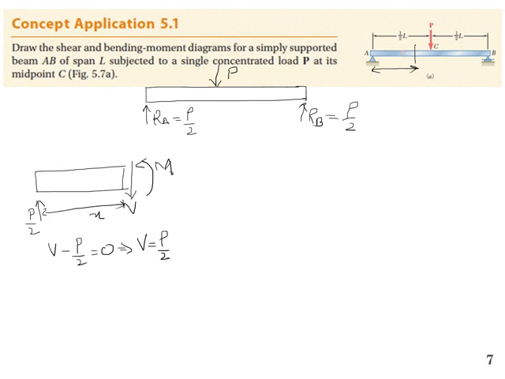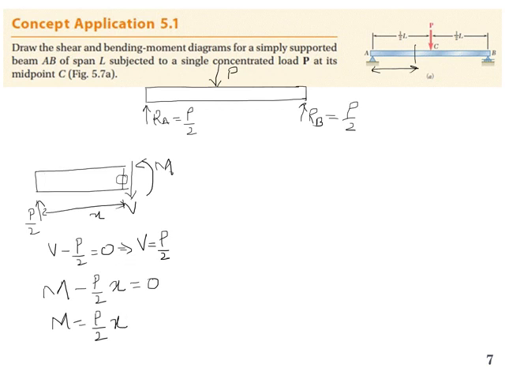Now, if I want to write bending moment, again we will take the sum of bending moment on this section. So at this point, we will take bending moment. And if you want to write, that is M minus P by 2 X is equal to 0. Now, M is equal to P by 2 into X.